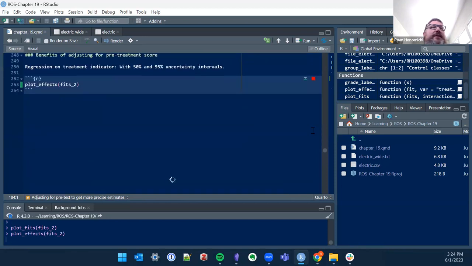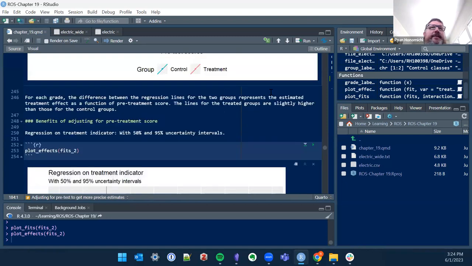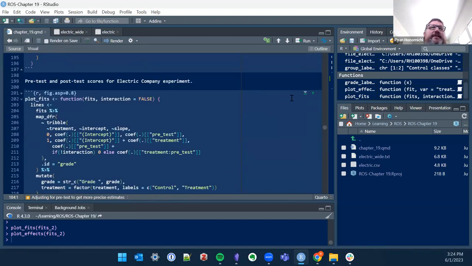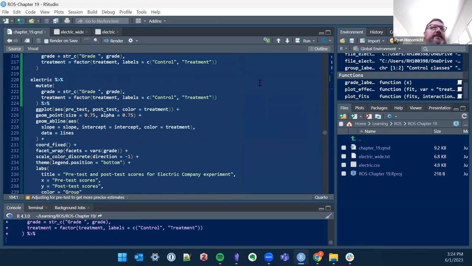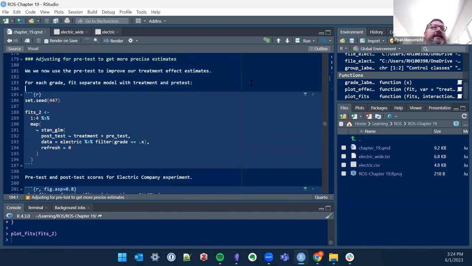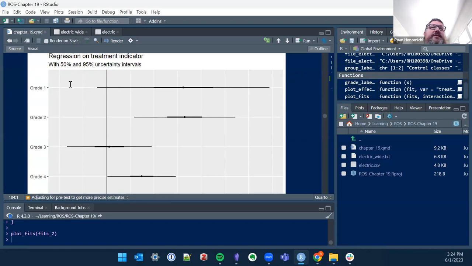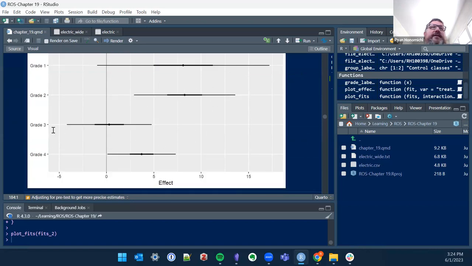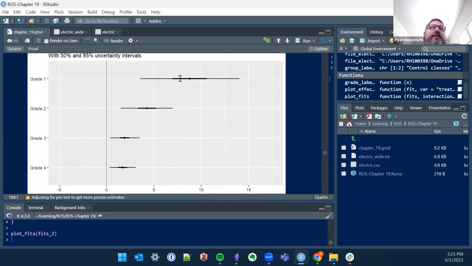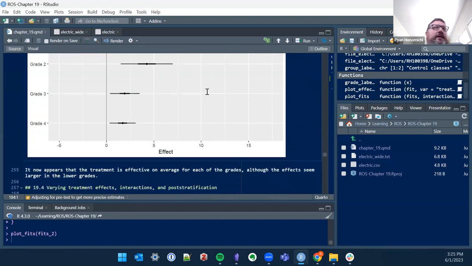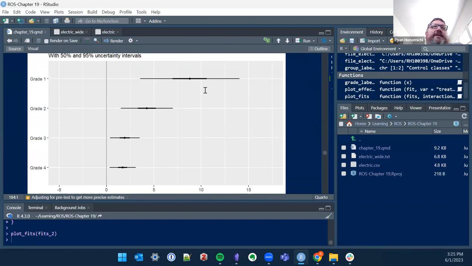Now, remember we did this plot effects thing before. I meant to put these plots up so you could see them. Obviously this is really, really wide at grade one, then it gets a lot better at two, and the variance cleans up a little bit in three and four. Now what happens? This is a lot narrower, right? Just the act of adding these pretest reading scores makes a huge difference in terms of the variability, especially once we get past the first grade.